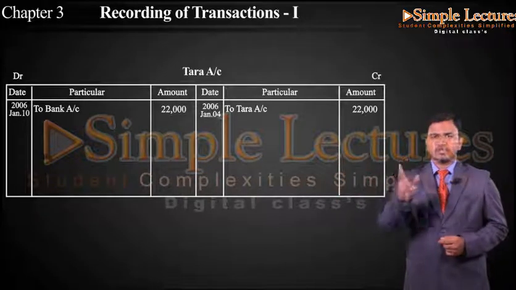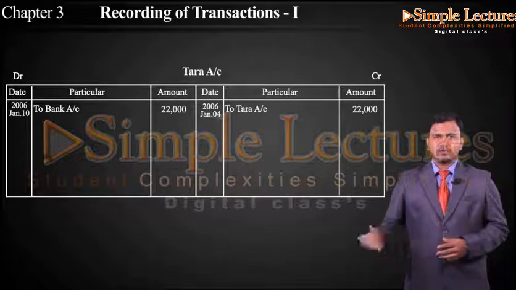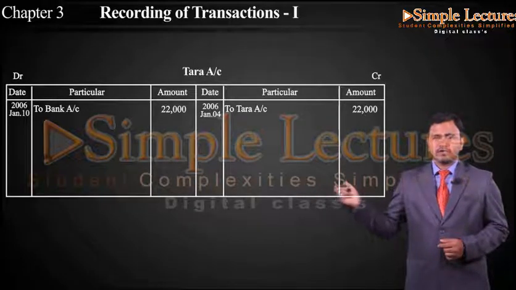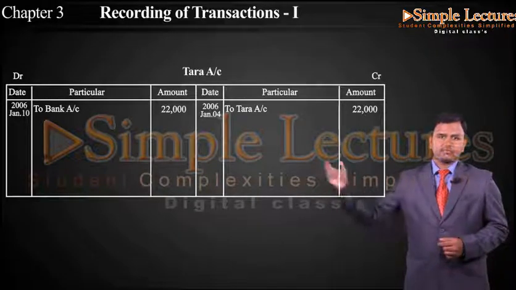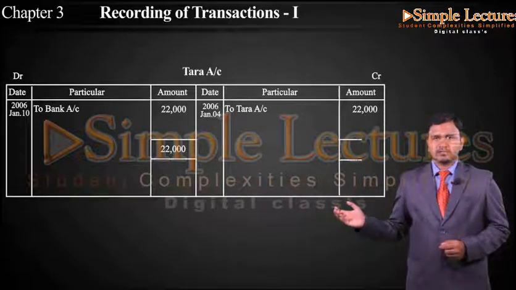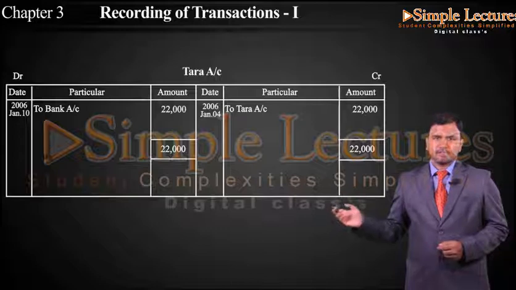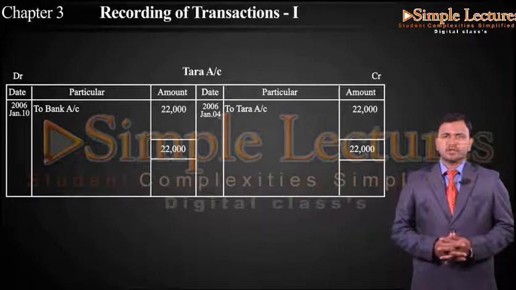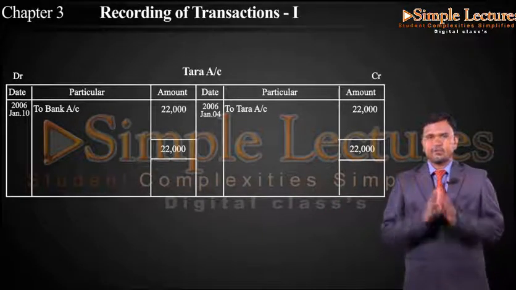So we have only 2 transactions here. Then we will close this ledger account. We take the total of both sides, where we have 22,000 in the debit side and the same 22,000 in the credit side. Let us come to the next account we have to prepare, purchases.